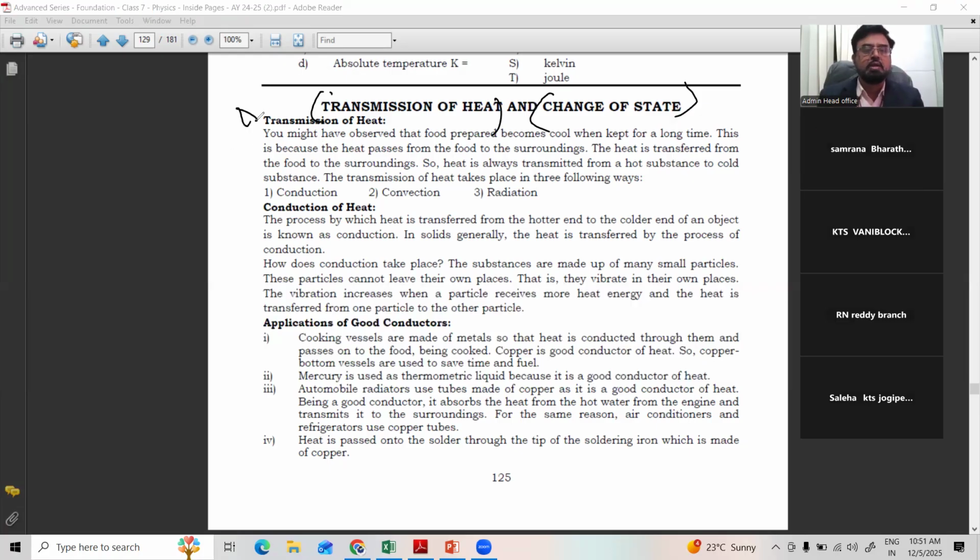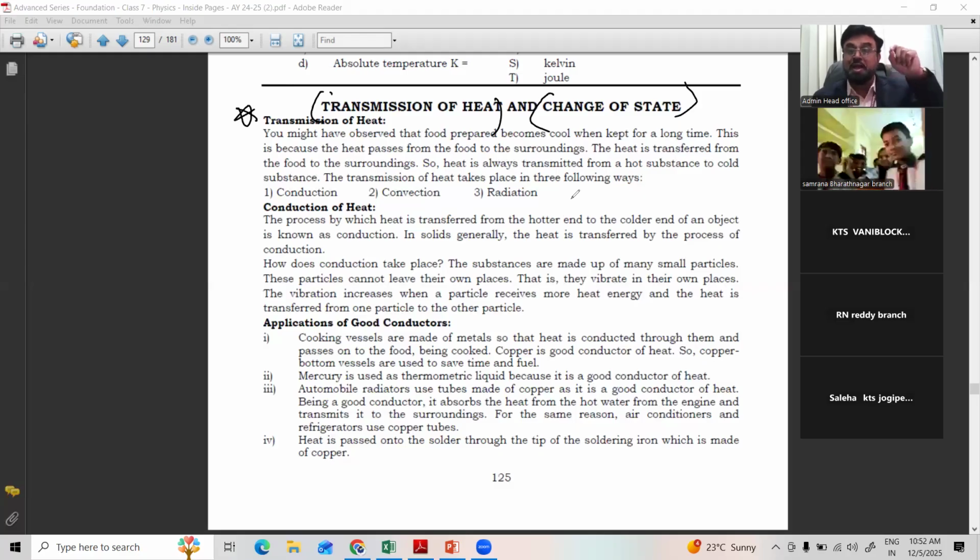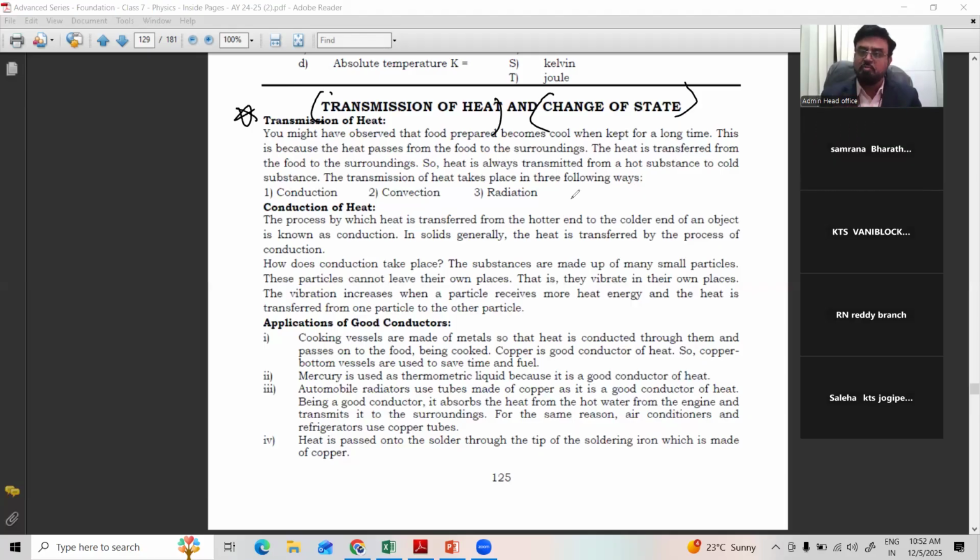Transmission of heat: the word itself indicates how heat travels from one place to another place. Suppose you take one spoon and place it in boiling water for some time. Heat comes from the lower end of the spoon to your hand. You feel very hot and you leave it. This feeling of hotness means heat is transferring from bottom to top. That is called transmission.